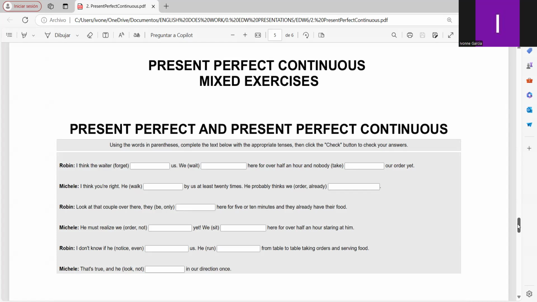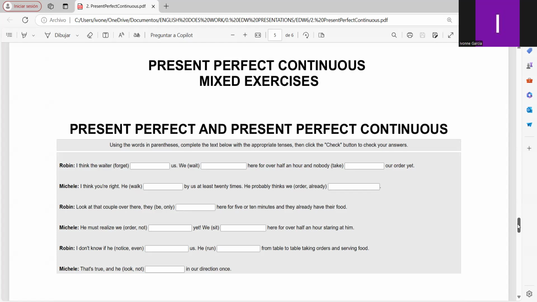So just try to think, okay, how it sounds while you get used to it and you don't have to use the Spanish help anymore. Do you understand? Do you get it? Okay, here we have Robin.